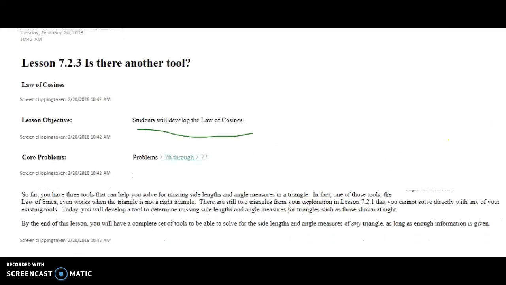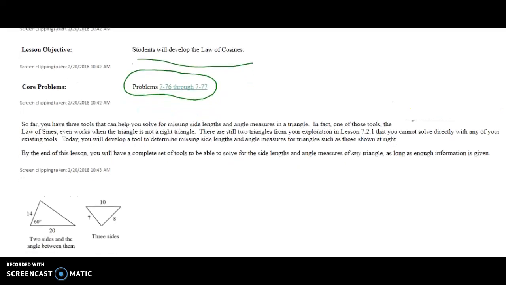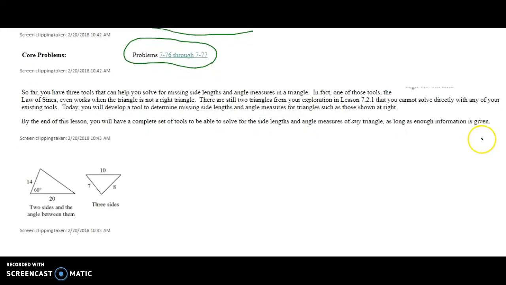There's two main problems, problems 76 and 77, and those will be what you want to focus on today in your work. Before you do that, though, we'll walk through a little bit of the law of cosines, and that should help you out dramatically in those two problems.